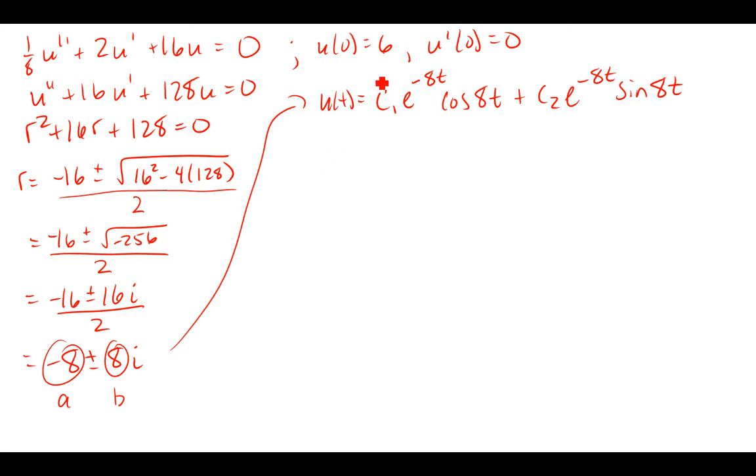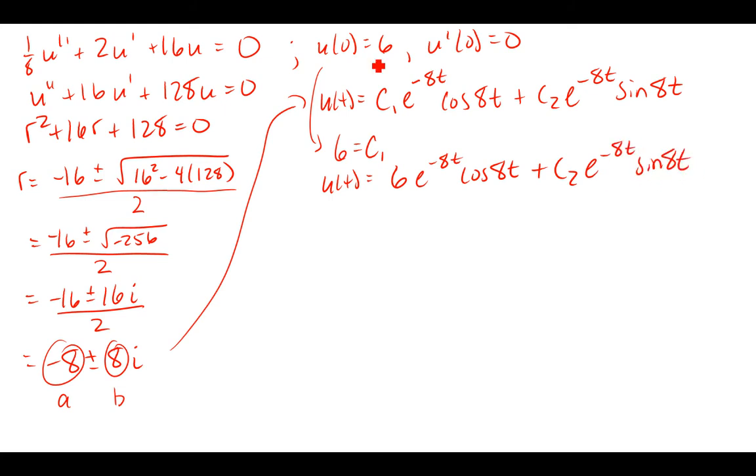So if I use my initial conditions, first, of course, I should get 6 when I plug in 0. Remind yourself, when you plug in 0, sine of 0 is 0, so that's going to be all 0 on the right. But cosine of 0 is 1, and e to the 0 is 1, so you just get that 6 is c1. Well, that was easy enough. All right, so we're halfway there: 6 e to the negative 8t cosine of bt plus c2 e to the negative 8t sine of bt.